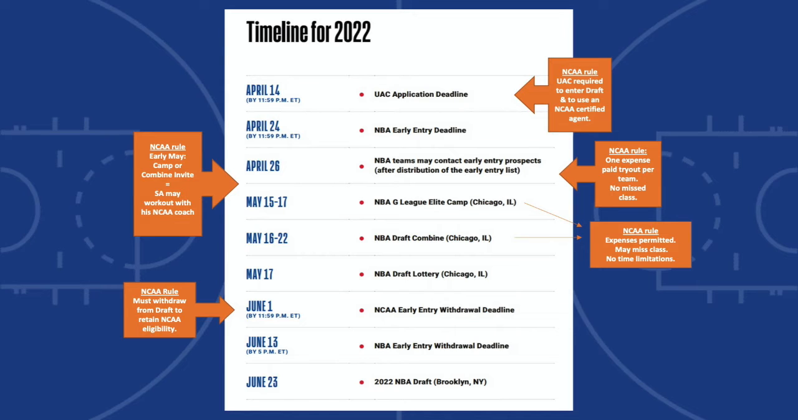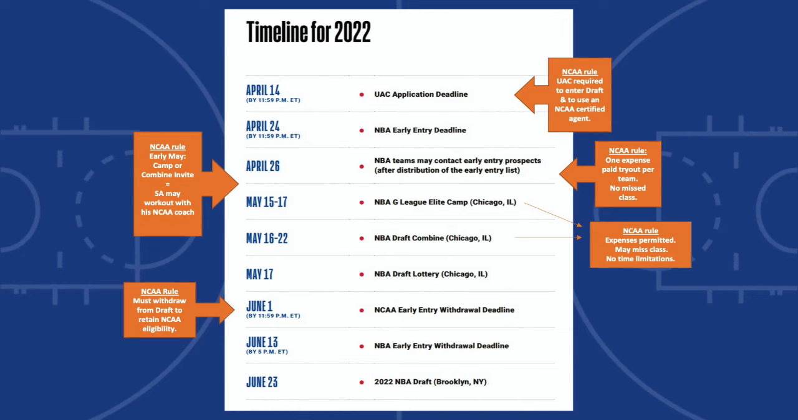NCAA rules require a student athlete to request an NBA Undergraduate Advisory Committee evaluation prior to entering the NBA draft and prior to using an NCAA certified agent. This request may occur once the student athlete's team season has ended up until April 14th, which is the NBA deadline to request the evaluation.